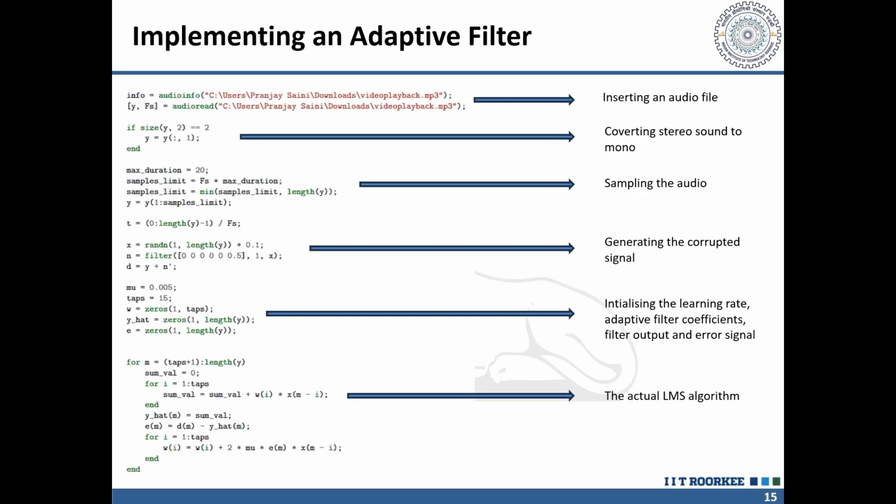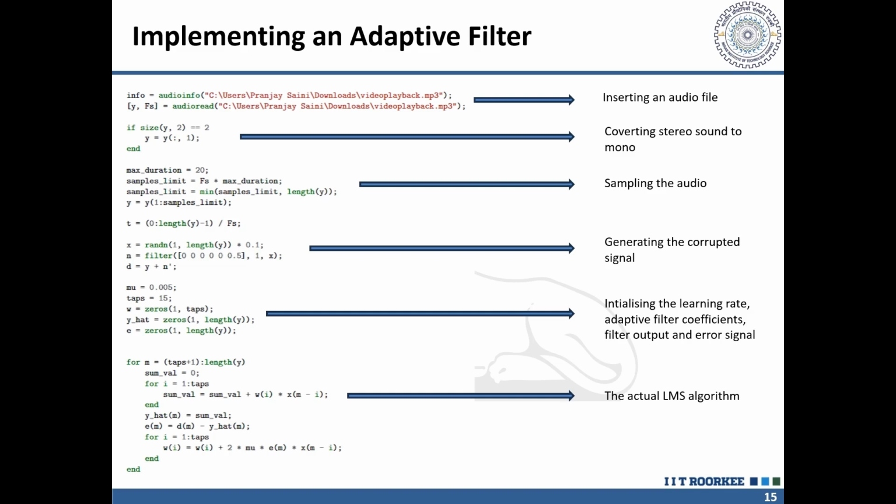Finally, we are in the position to start implementing our own adaptive filter. I have written this code in MATLAB. What it does is that it takes an input from the user for an audio file. After we insert the audio file, if it is in stereo sound, it is converted into mono. We do that because we need the audio signal to be single channel.